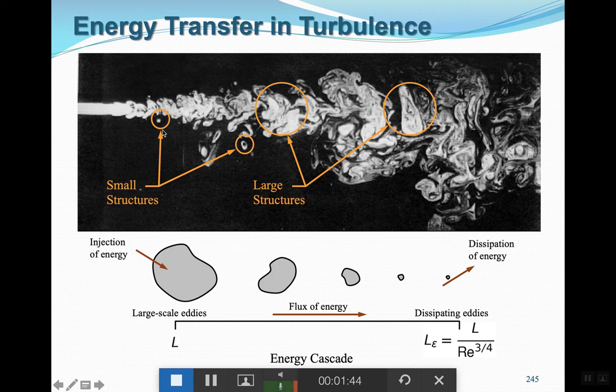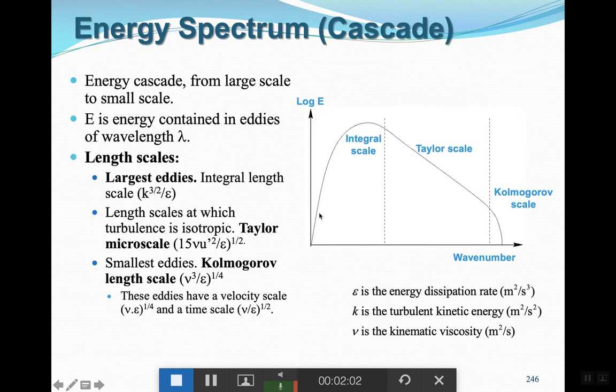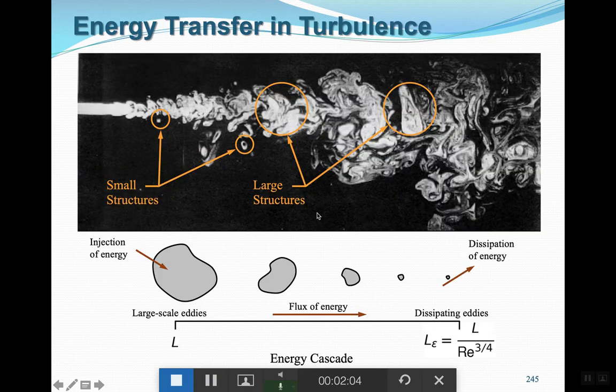So these small eddies are so small that due to the friction to the surrounding air or surrounding wall, they're going to basically convert the energy into heat and waste it. So that's how the energy system works in a turbulent flow. So you supply the energy to the large ones, and it's being dissipated through the small eddies.